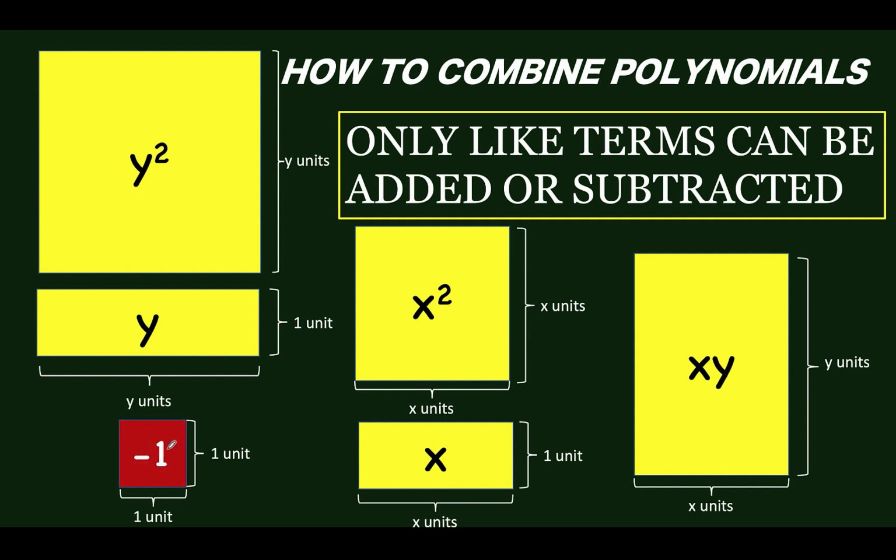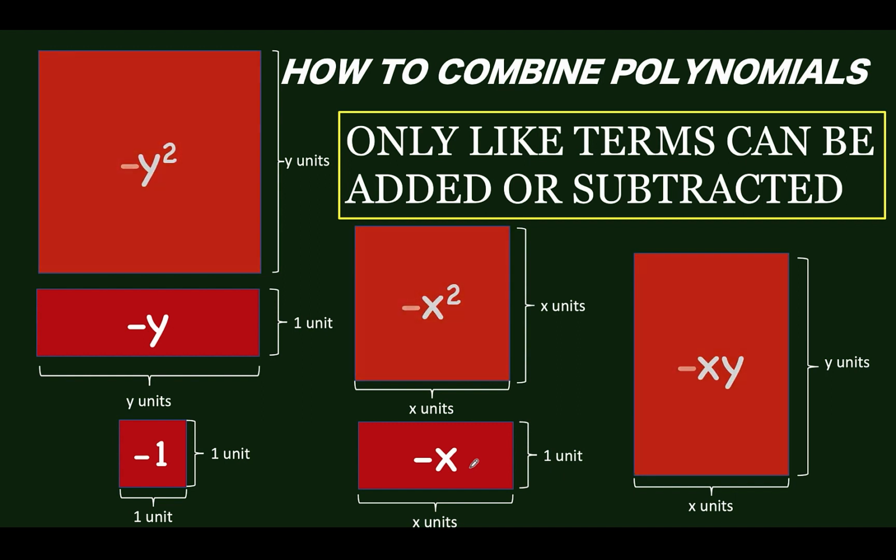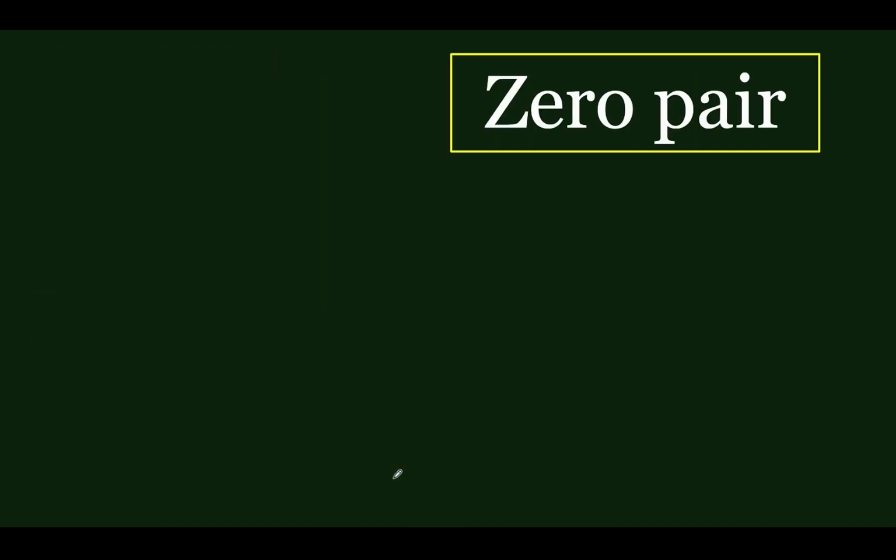It's still the same dimension, only that the color is now red. And so this is our representation of negative x, negative y, negative x squared, negative y squared, and negative xy. When the color of our manipulative turns red, that is our representation for negative. This color coding is important because we are going to talk about what we call the zero pair.